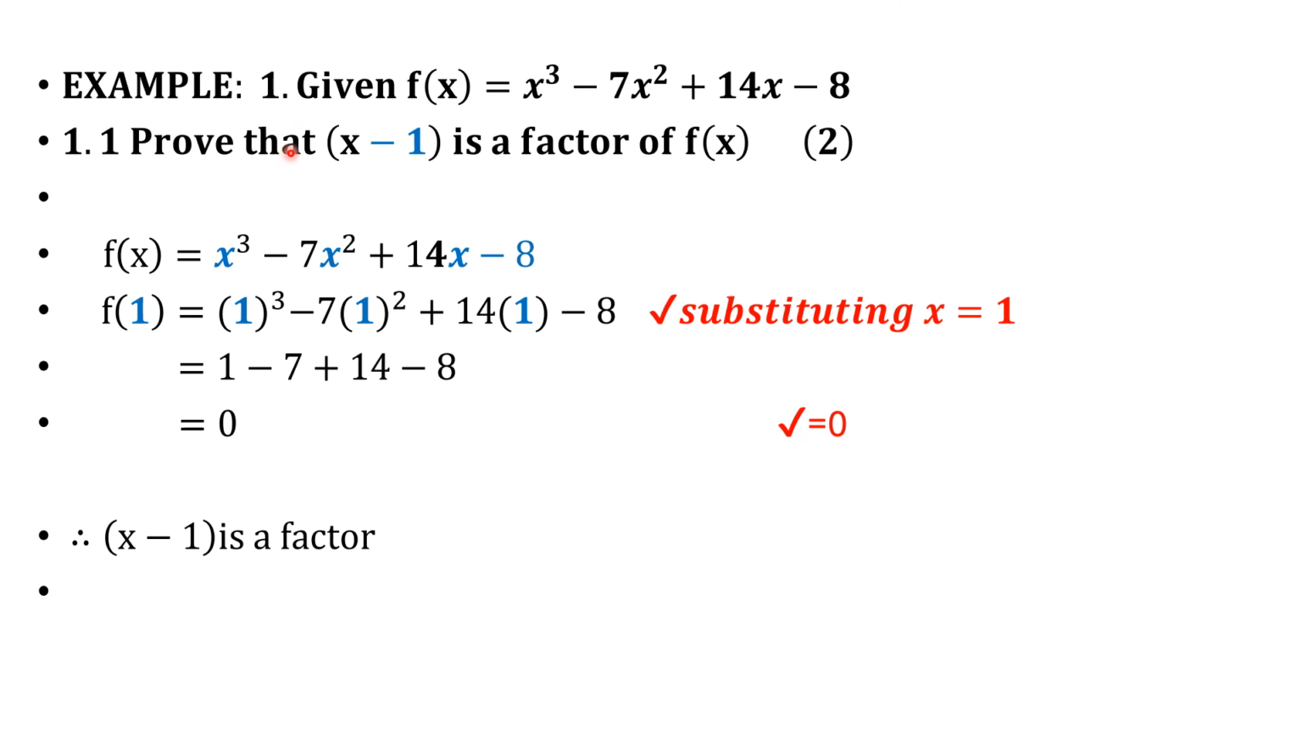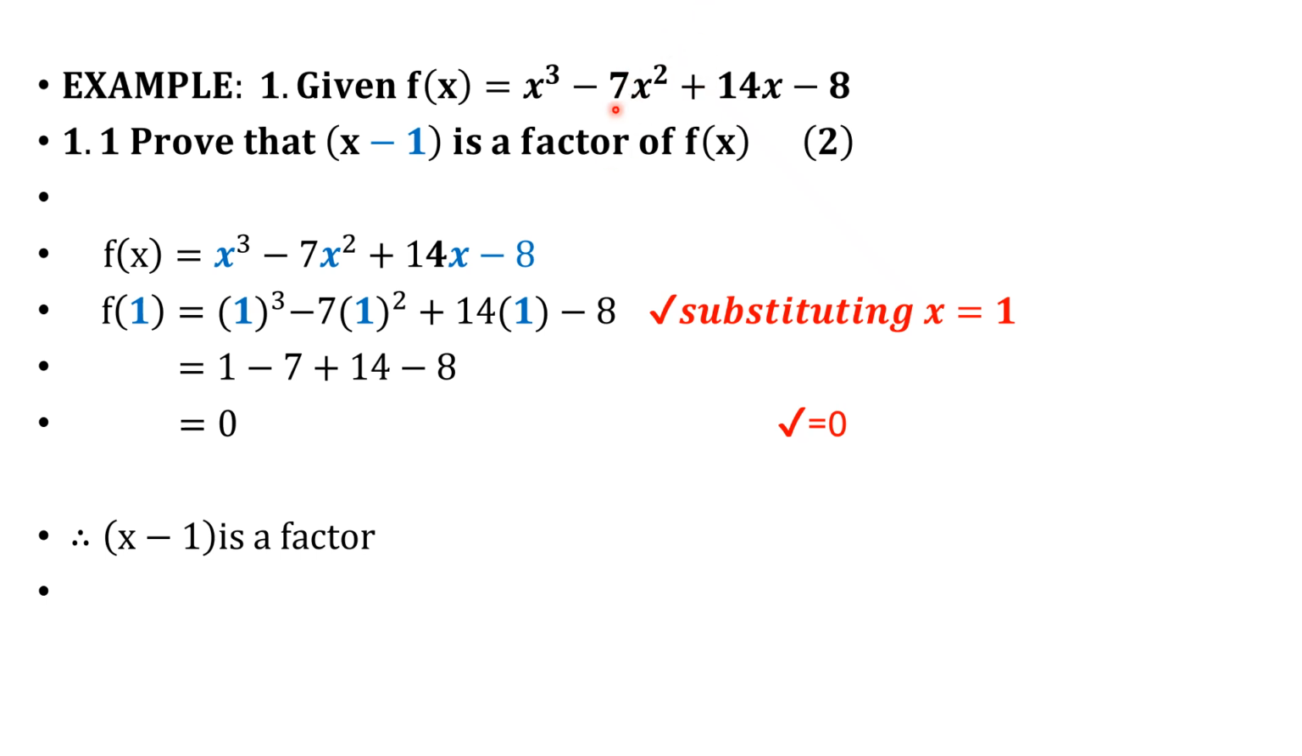So, example: given f of x equals x cubed minus 7x squared plus 14x minus 8. Question 1.1: prove that x minus 1 is a factor of f(x), for 2 marks. So they want me to prove that something is a factor. In my head, I have to substitute a value into this equation. If it equals 0, then it is a factor. Does that make sense to you?